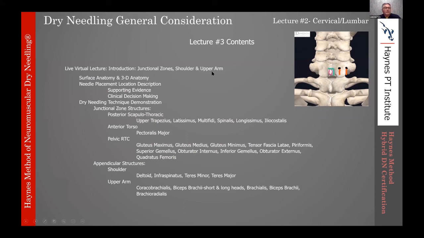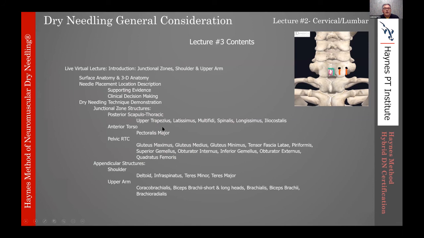While we've gotten through everything, even though we had some issues, I do have one more thing to do momentarily, but I want to go over what we'll talk about, I believe, 2 weeks from now. Here we'll start with the junctional zones, the shoulder and the upper arm. Again, the same basic content: surface anatomy, three-dimensional anatomy, some supporting evidence, and clinical decision-making.